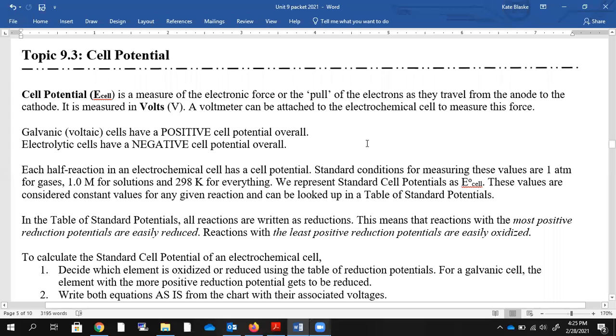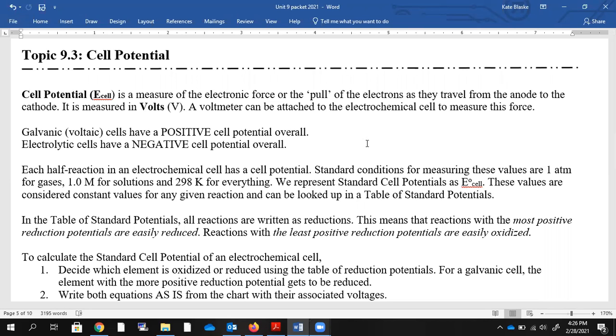The other thing that we can talk about with electrochemical cells is cell potential. So that is the actual amount of electricity flowing from one side of that cell to the other. We measure this in volts. This is a voltage. In a galvanic cell, sometimes galvanic cells are also called voltaic cells. So just know that those two names mean the same thing.